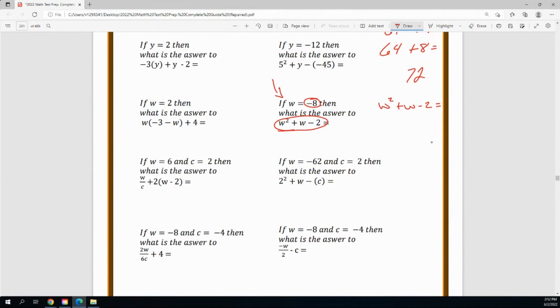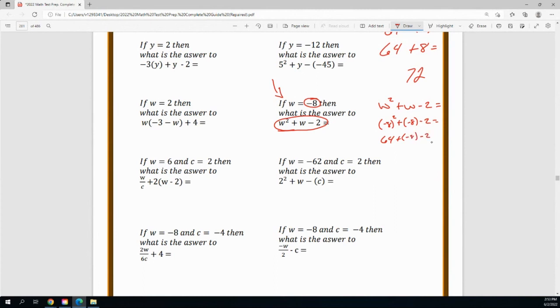Be very careful. This is the place where most students make mistakes. -8 squared plus -8 minus 2. All right, are you ready? Order of operation says the exponent first. -8 to the power of 2 means -8 times -8, which is a positive 64.